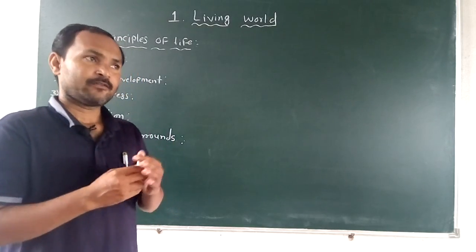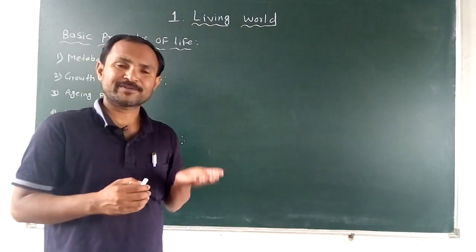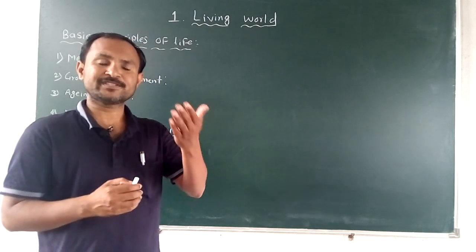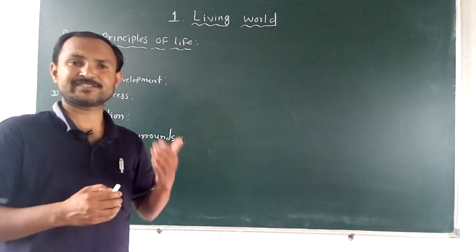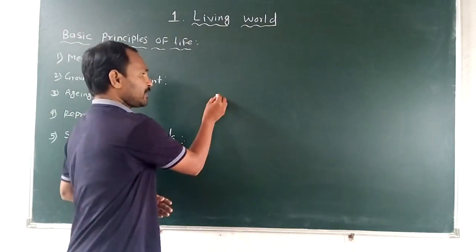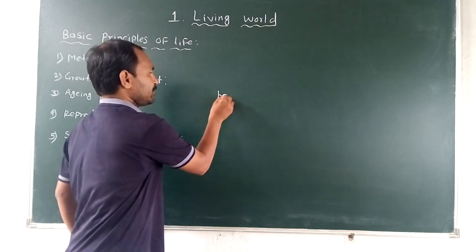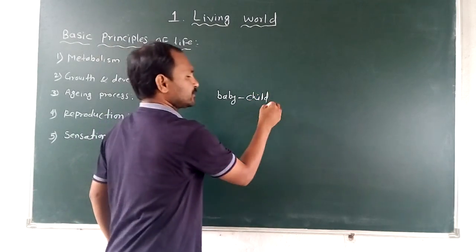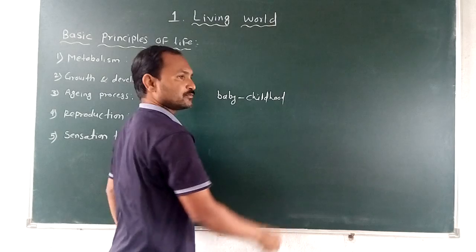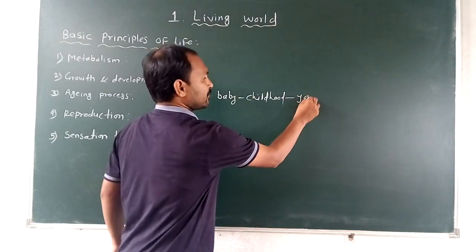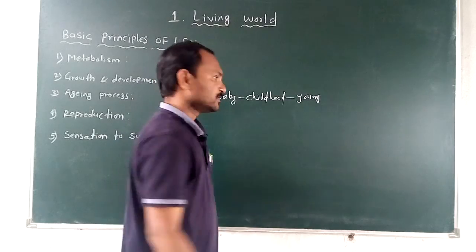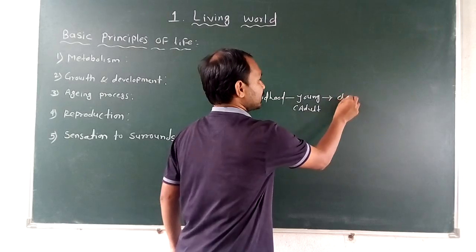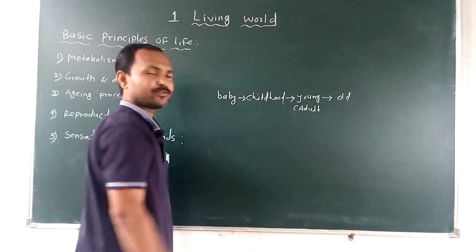Like us, our body grows and develops from child to young to old, meaning the effectiveness of our cells decreases, their working decreases. We generally say there is a baby, that baby develops into a child, that is childhood. That childhood develops into a young person. Then that young person we call an adult. That adult becomes old.